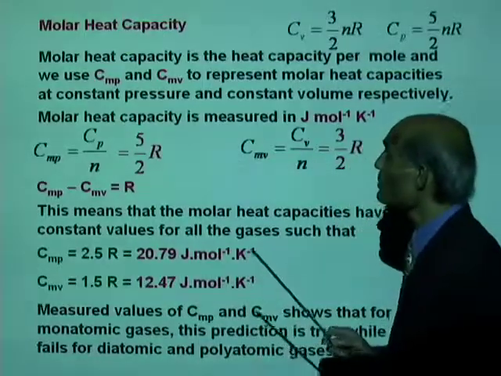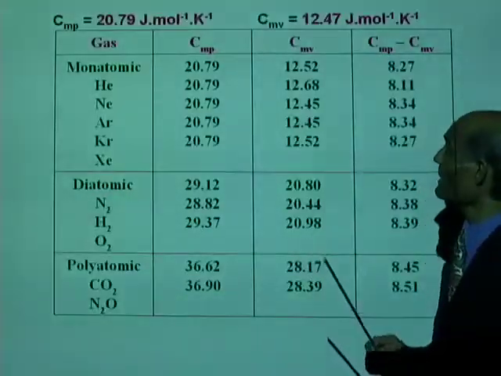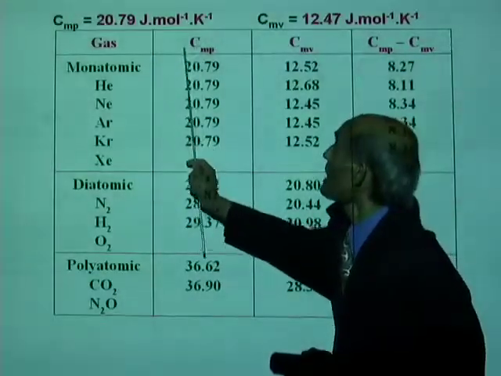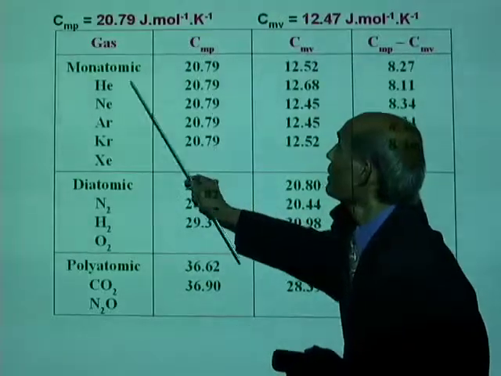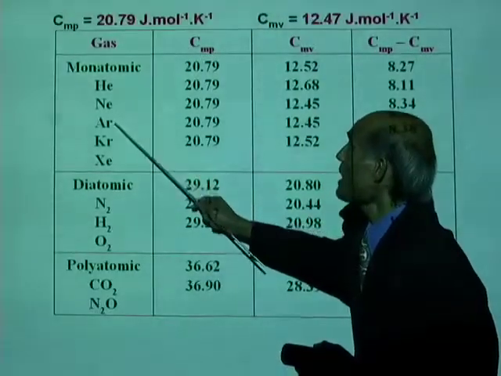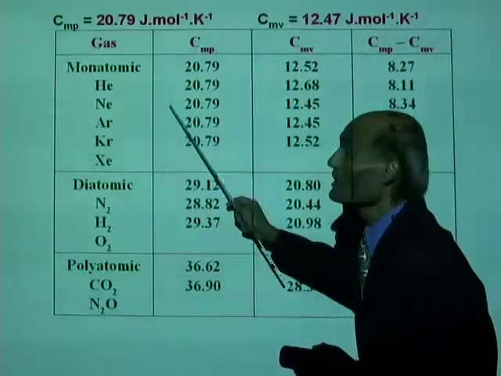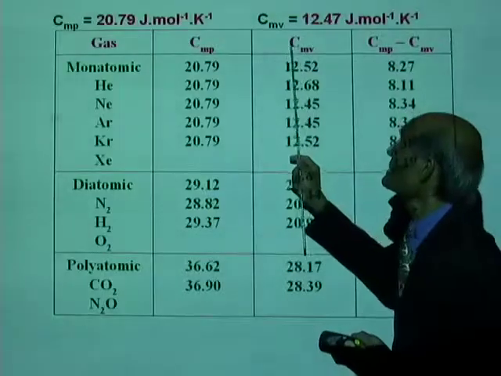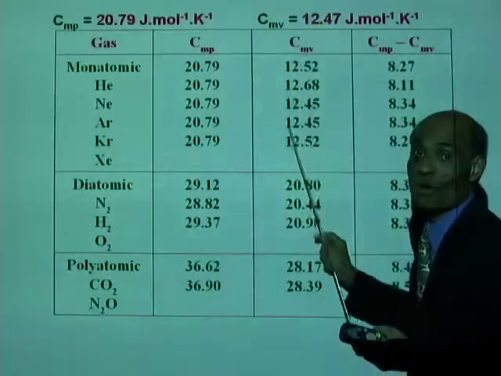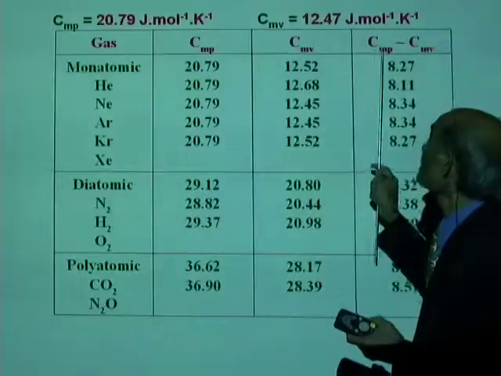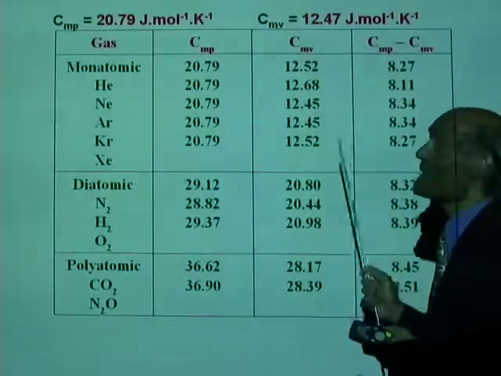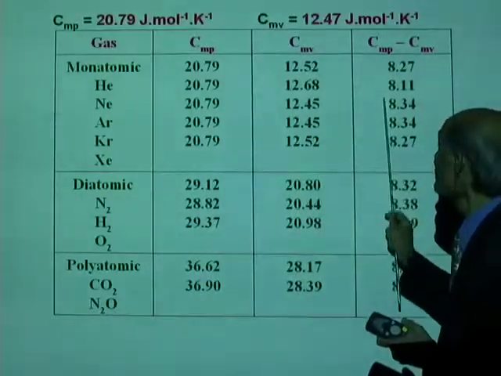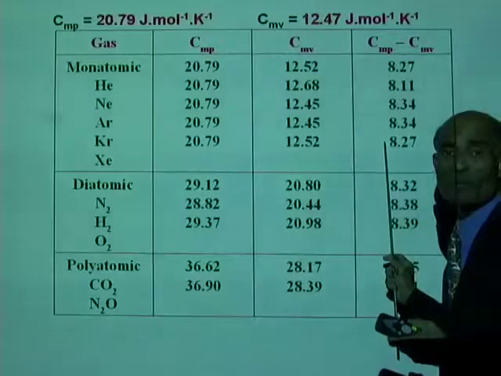...to be in the neighborhood of 12.47. Now look at the measured values. If you notice that heat capacity at constant pressure for helium, neon, argon, krypton, xenon, they all agree. There you are. And the heat capacity at constant volume also agree. And look at this, Cp minus Cv must be equal to approximately R, and this is a good agreement.